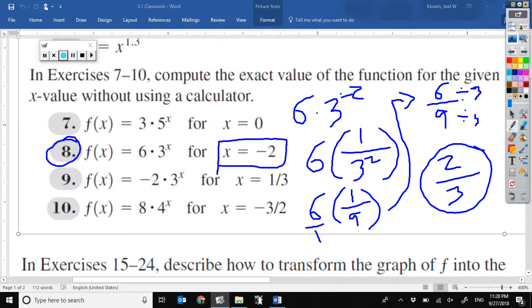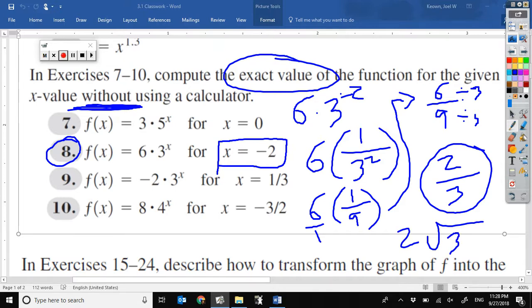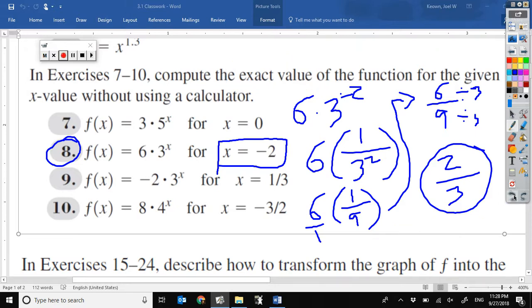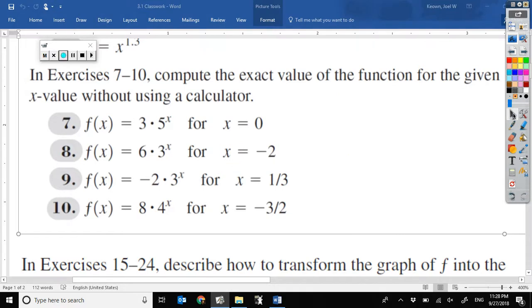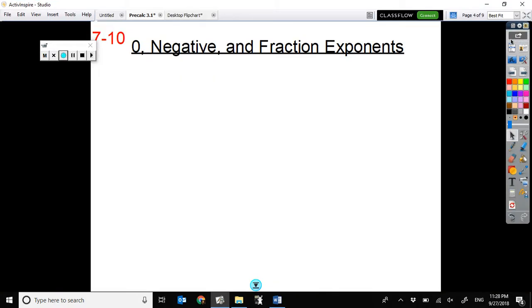For these problems, if you end up with, say, a square root, just leave it square root, because it tells me to do the exact value without using a calculator. So it's okay to leave an answer like that if it happens. Okay, so leave your answer exact. We're not getting decimal answers here. And so that's what you need to do that next section, 7 through 10.